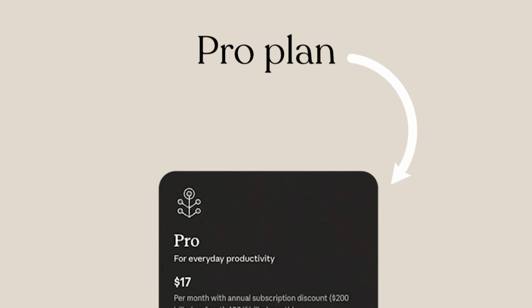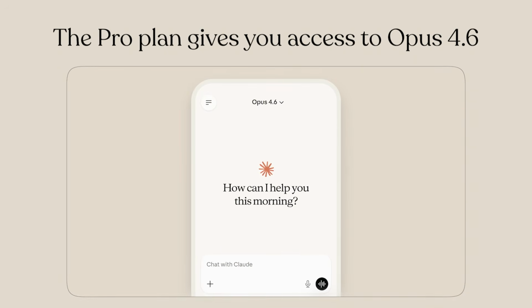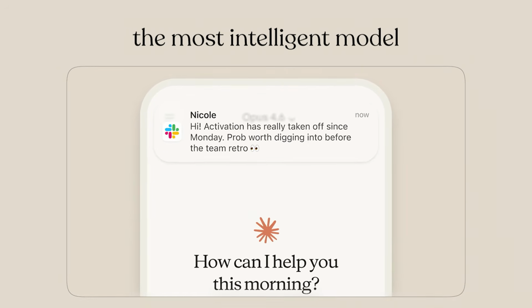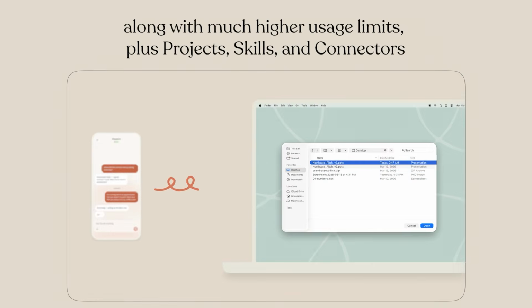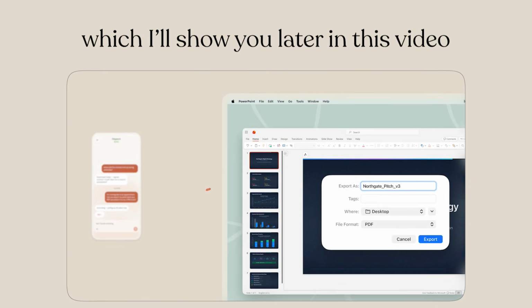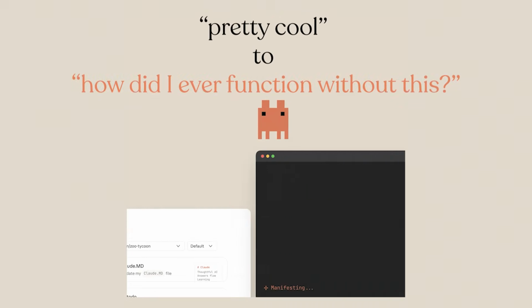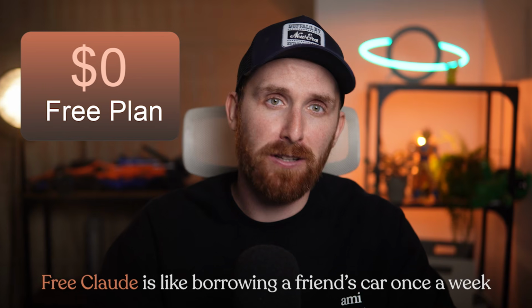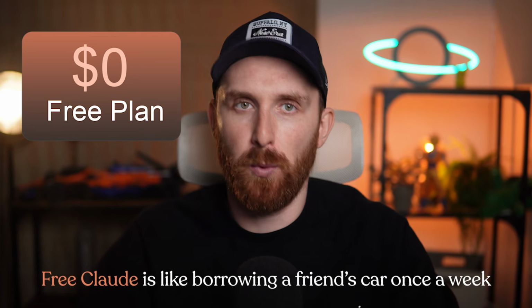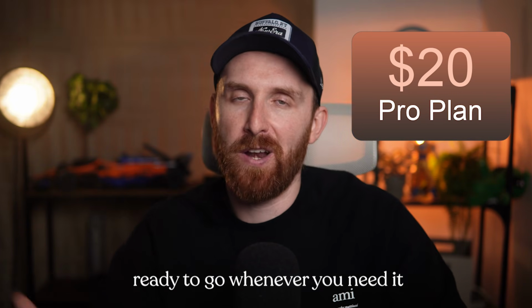And this is the time when you can upgrade to a Pro plan, which costs $20 a month. Pro plan will get you Opus 4.6, that's the most intelligent model, way more usage, plus projects, skills, and connectors, which I will show you later in this video. These are the features that take Claude from pretty cool to how did I function without this. Free Claude is like borrowing a friend's car once a week, and Pro Claude is having your own car in the driveway ready to go whenever you need it.